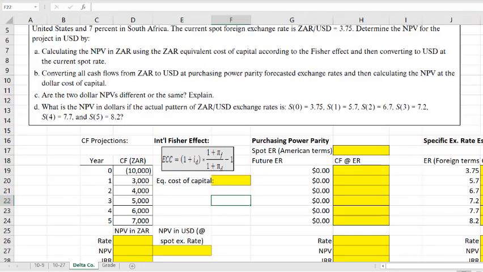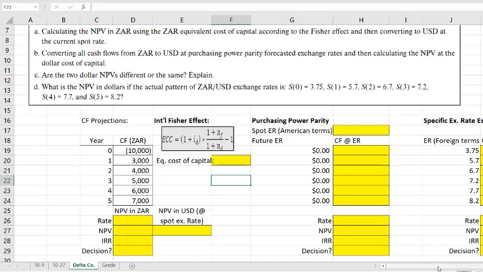Okay, so here is the equation for adjusting our cost of capital, our discount rate. It's called the international Fisher effect. It says the equivalent cost of capital, ECC, equals 1 plus i sub D, the domestic interest rate, times the ratio of 1 plus the foreign inflation rate, that's pi sub F, over 1 plus the domestic inflation rate, that's pi sub D. So this is basically the inflation differential between the foreign and domestic currency. In this case, it's going to be larger than 1 because the foreign inflation rate is higher than the domestic inflation rate.